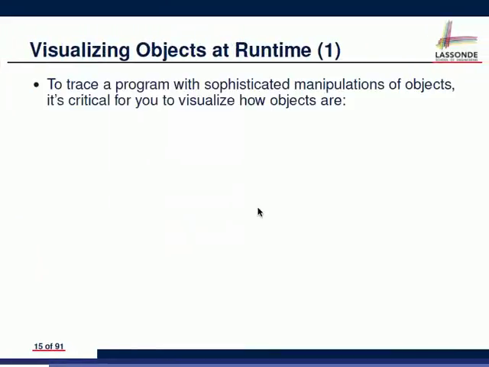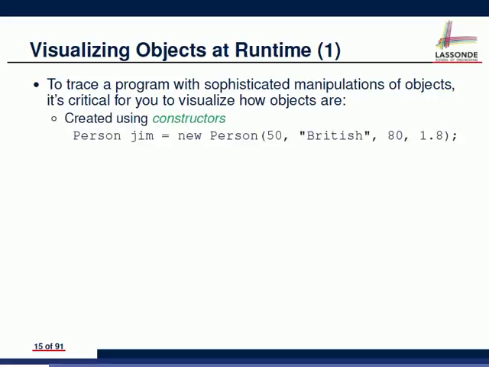Let's say the first one. Visualizing objects at runtime is very important. We want to know how objects are manipulated. I'll give you examples over here. We're going to see different statements sequentially. First of all, we want to see what it really means when we use the constructor of a person class or any other class with the new keyword. What does it really mean? How do we draw diagrams to visualize it?